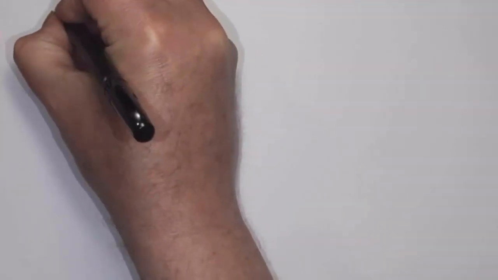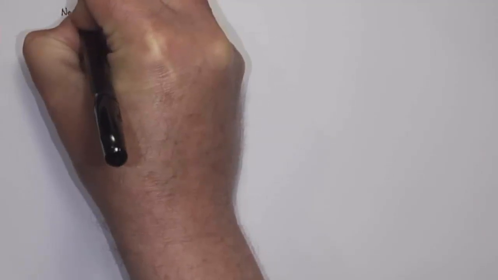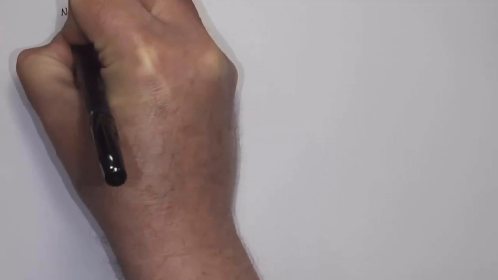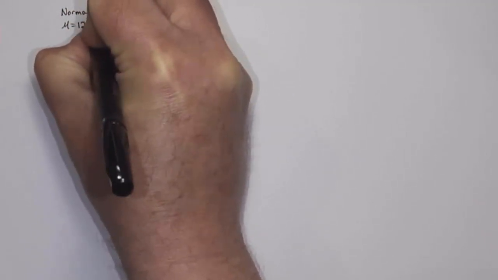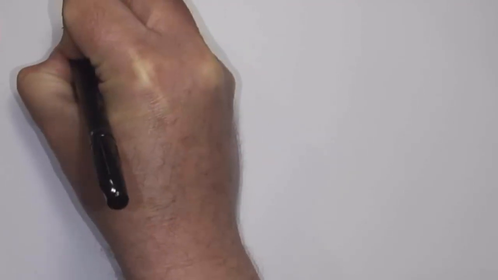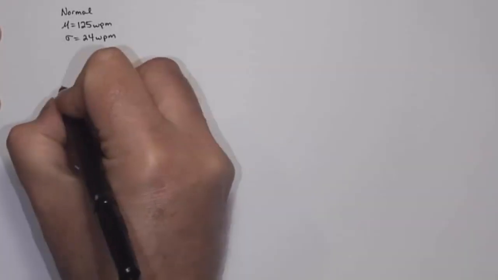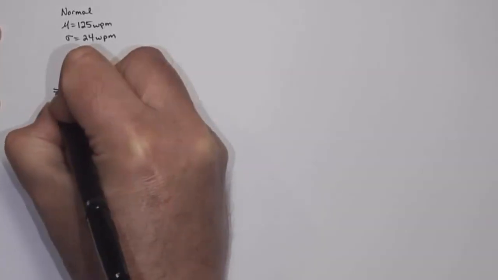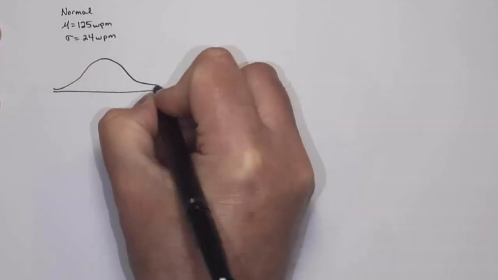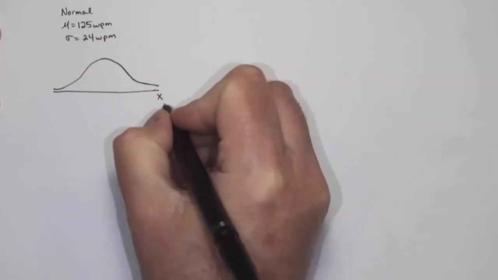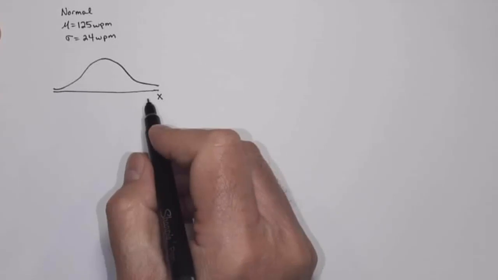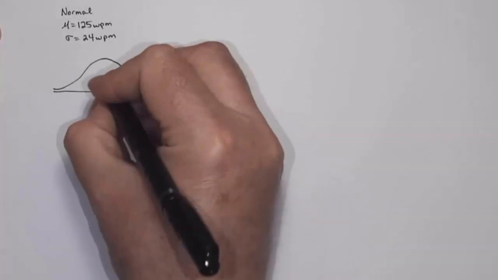So we know that we have a normal distribution. We know that the mean is 125 words per minute, and we know that the standard deviation is 24 words per minute. So if we draw our normal model for this situation, we have our variable x, which is representing the reading speeds of the 6th grade students.